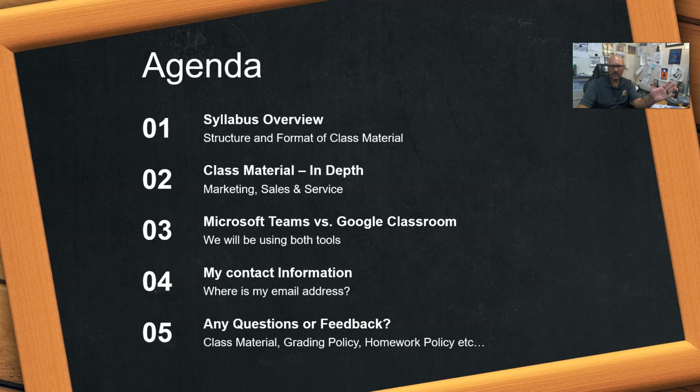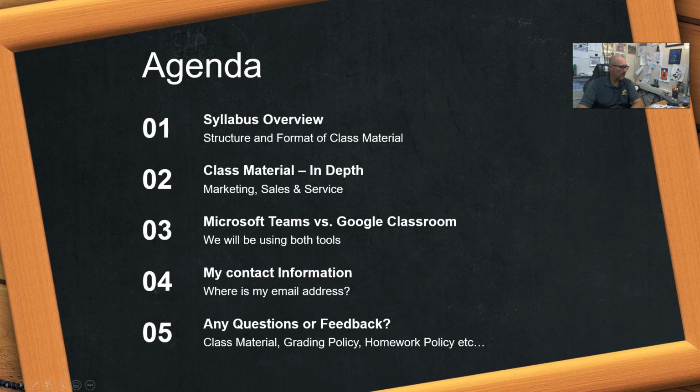What we're going to go over is I'm going to show you where the syllabus is at, what it looks like, just generally go over it. I won't read it to you. Some of the class material that we're going to go through, the three main things that we do in our class are marketing and sales and service. And we have a DECA component involved, so I'll talk a little bit about that too. I'll talk about Teams and Google Classroom, how we might be using both, depending on the situation with individuals and/or for classes. I've got my contact information that I'll display at the end, and then hopefully we'll have some time for questions or feedback about any of the stuff that I went over or anything I might have missed.